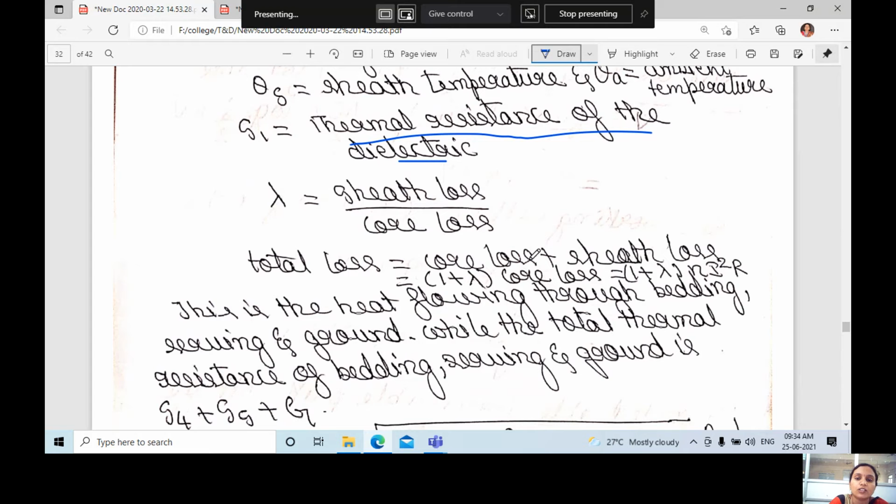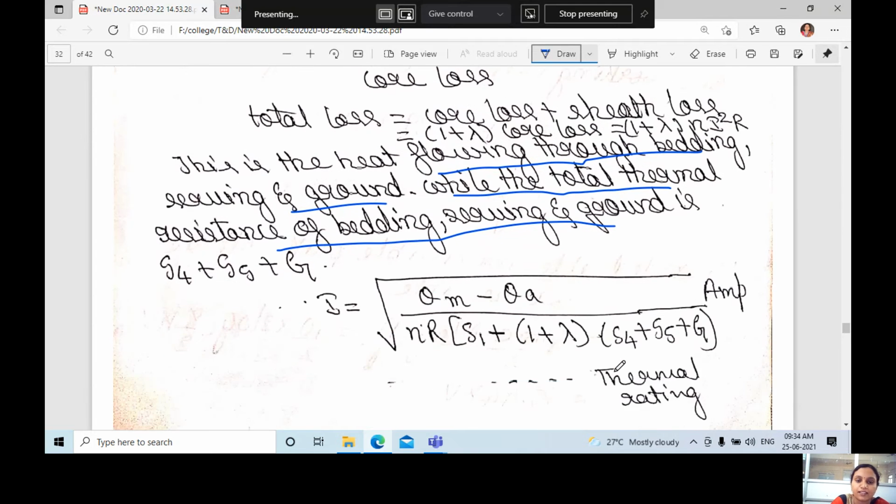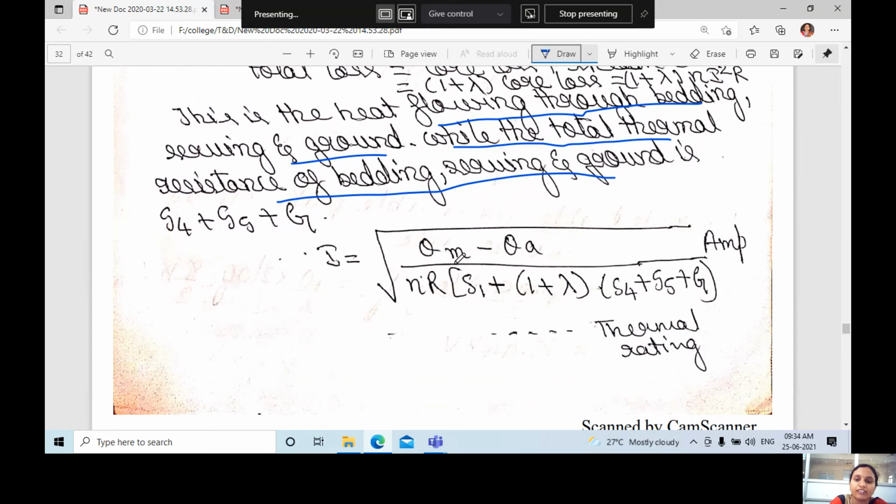Total loss is equal to core loss plus sheath loss, which is equal to 1 plus lambda into core loss, that is equal to 1 plus lambda into N into I square R. This is the heat flowing through bedding, serving and ground, while the total thermal resistance of bedding, serving and ground is S4 plus S5 plus G. That gives I is equal to square root of theta M minus theta A divided by N into R, open bracket S1 plus 1 plus lambda, close bracket, open bracket S4 plus S5 plus G, close bracket. This is the thermal rating equation.